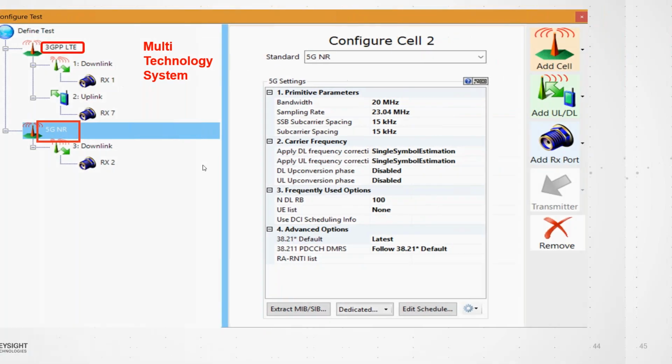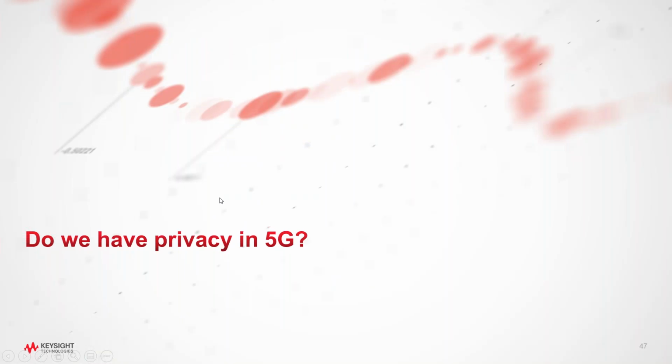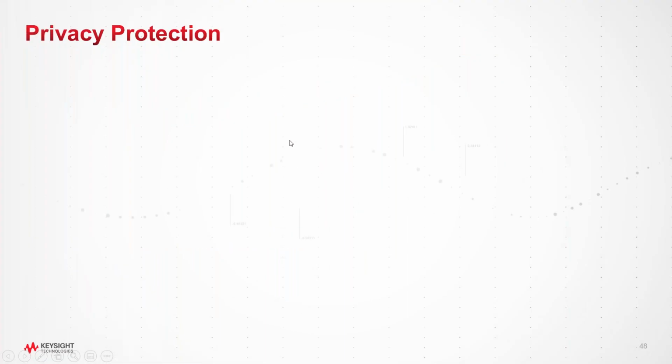In its sniffing capability, we also have both in-depth PHY analysis, so we're looking at the physical layer, but it also decodes all the messaging, right? We also have this cross correlation, meaning that if you click on this message, it filters the PHY layer for just that message. So very powerful, versatile tool. And so the question is, back to our 5G privacy, we're going to use this tool to flush that out.